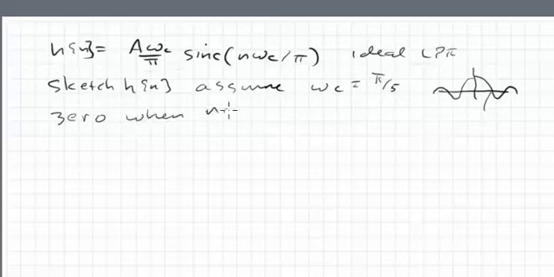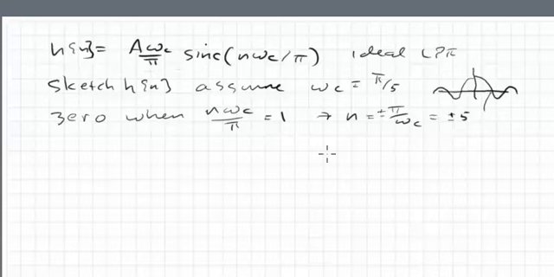So we've got n omega c over pi equals 1, and that means that n is equal to pi over omega c. And there's a plus or minus here, by the way, since it can be here or here. When we plug in omega c is pi over 5, we get n is equal to plus or minus 5. Okay, so now we're ready to sketch out what this sinc function looks like.